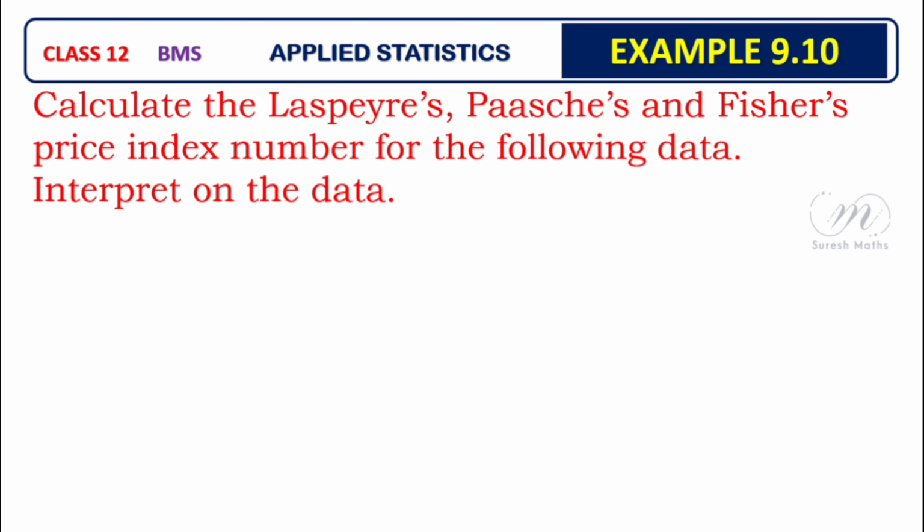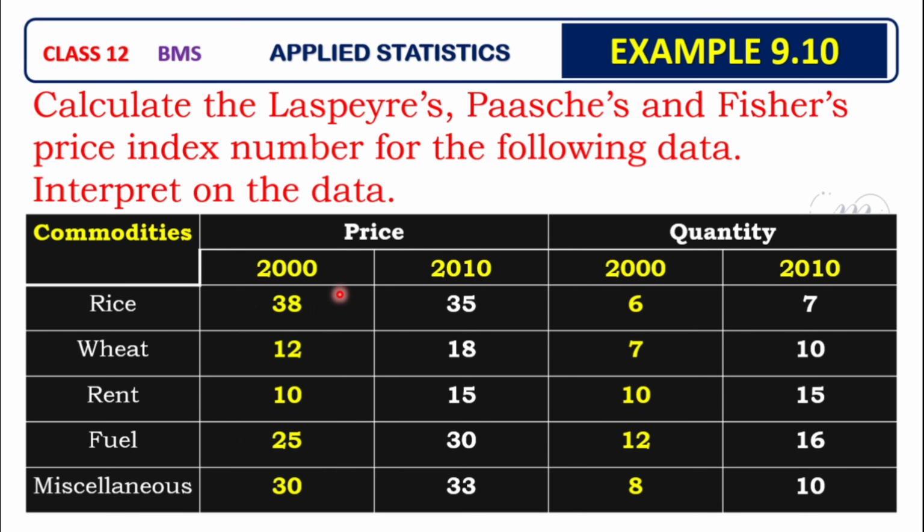Example 9.10. Calculate the Laspeyres, Paasche's and Fisher's price index numbers for the following data. So there are price and quantity given for the years 2000 and 2010. Rice, wheat, rent, fuel, miscellaneous. There are 5 items with prices for both 2000 and 2010. The quantity for the years 2000 and 2010 is given.